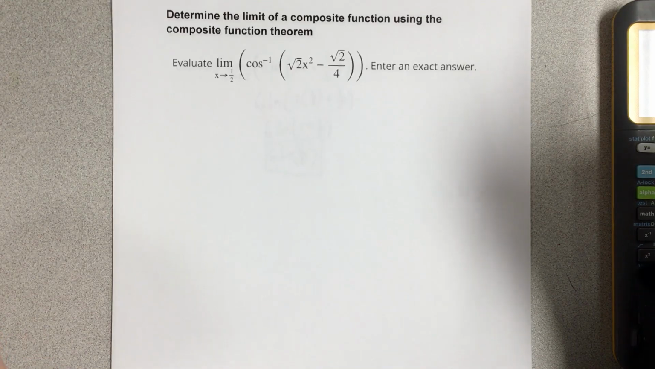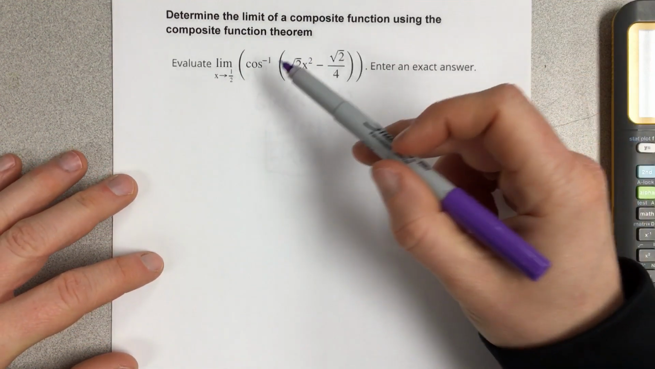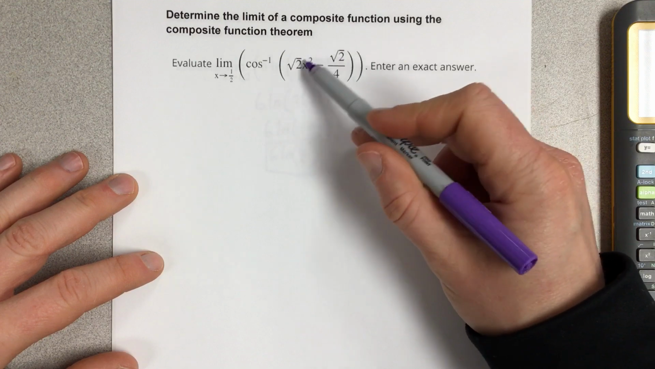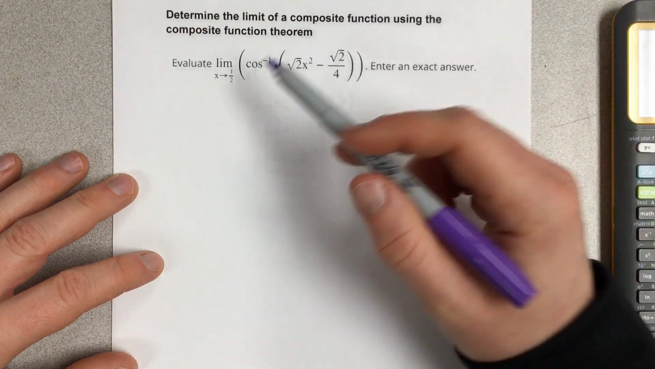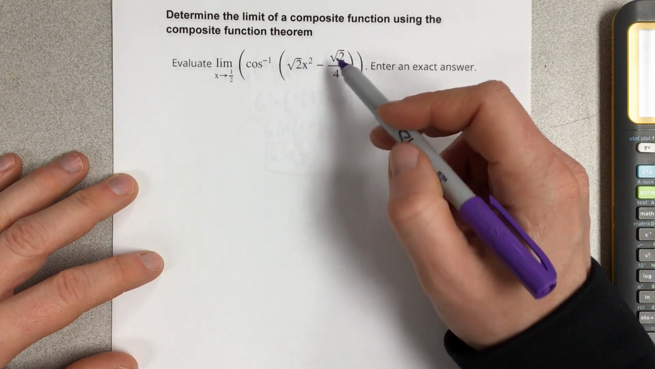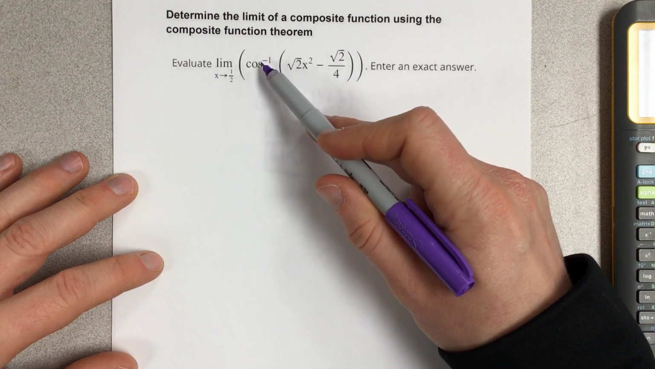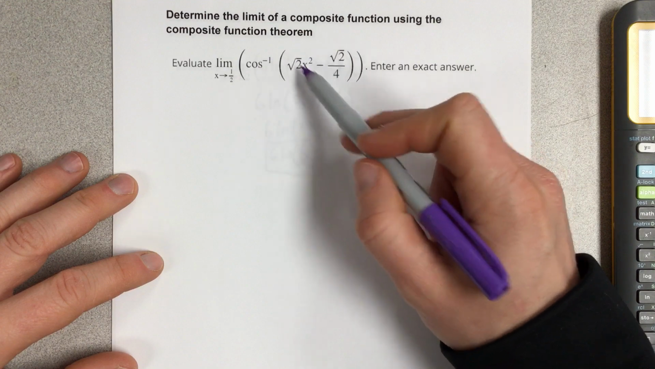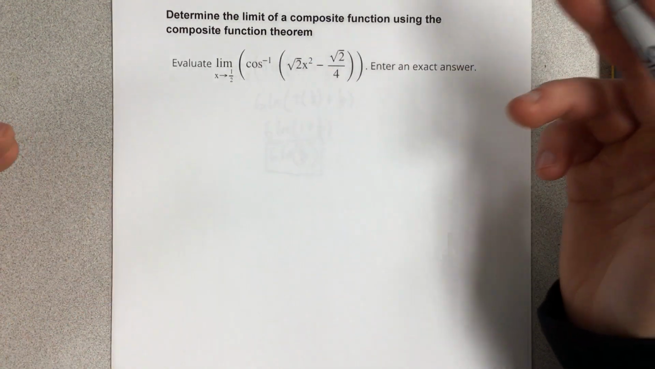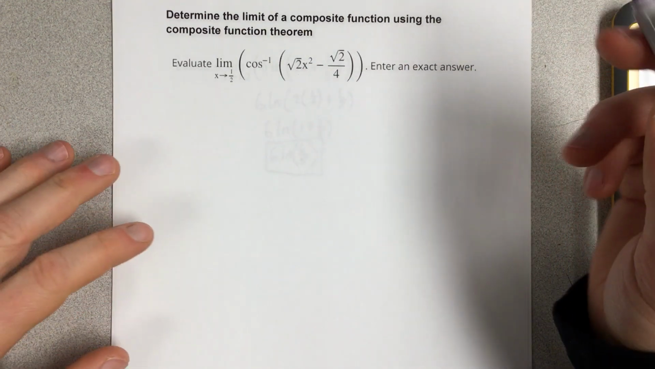In this video, we're going to determine the limit of a composite function using the composite function theorem. It says evaluate the limit as x approaches 1/2 for cosine inverse of this inside function. So basically what we're going to do is make sure that when we plug in 1/2, whatever we get on this inside function is part of cosine inverse's domain, basically that cosine inverse is continuous at that point.